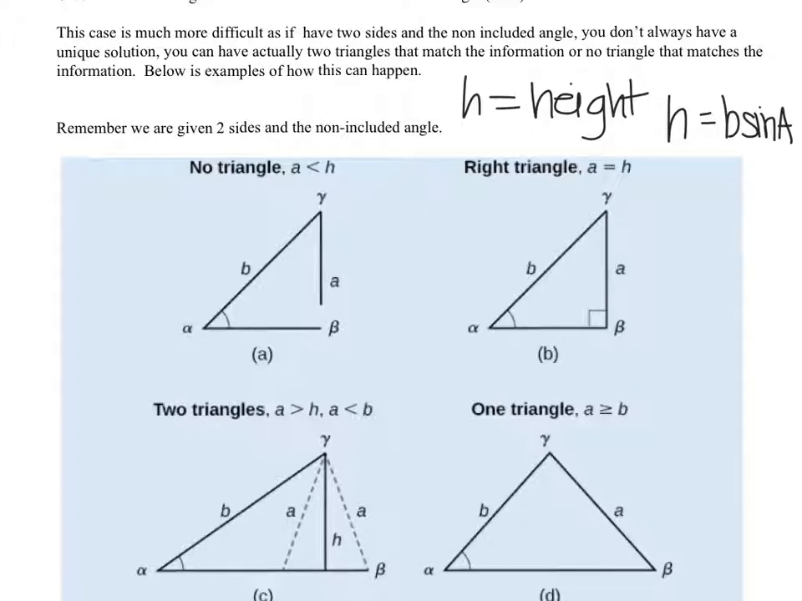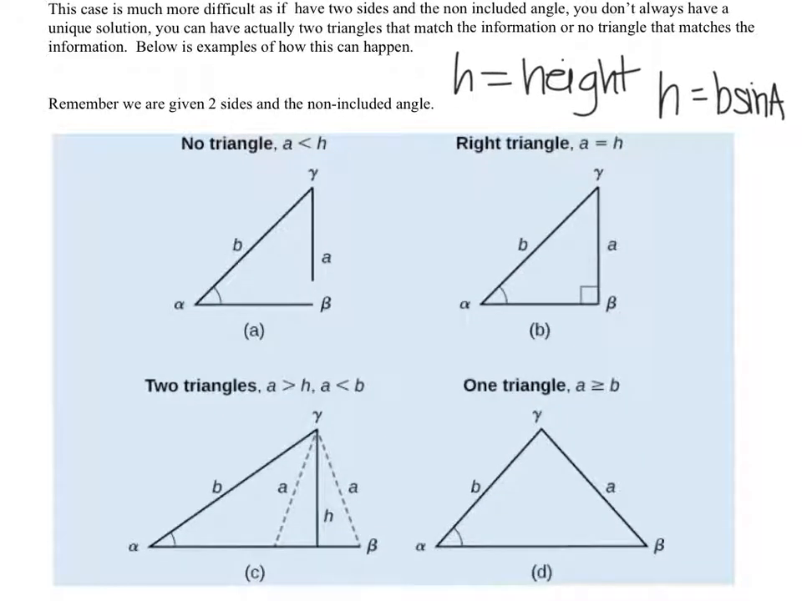So let's look at this first case here. We have no possible triangle if, when you find that height, your other side A is less than that height. So if A is less than the height, then no triangle exists. It's pretty straightforward. Our second case is if A equals the height. That's going to be a right triangle, which for us is not very useful since we know how to solve right triangles. We've already talked about that.